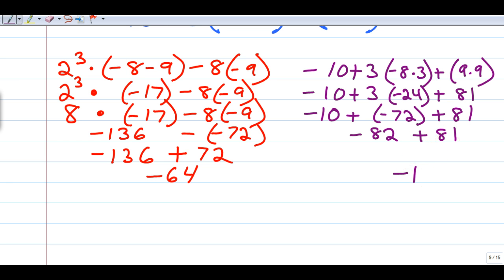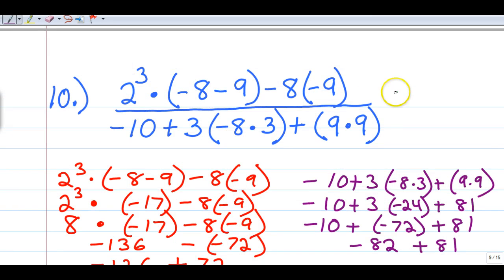Now, let's return and put these numbers back out in front of our fraction. We have the -64 over a -1. So this is equal to a -64 over a -1. When we divide a -1 into a -64, we get a positive 64 for our final answer.